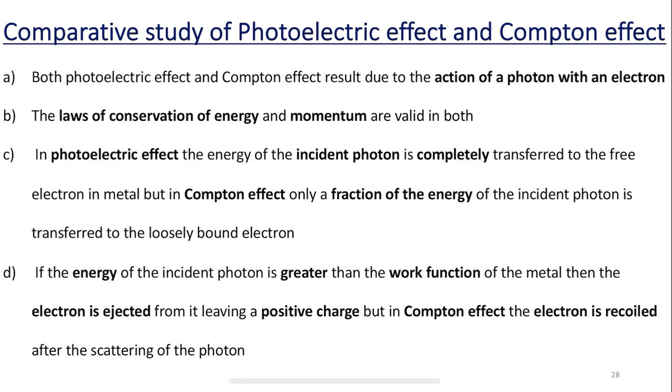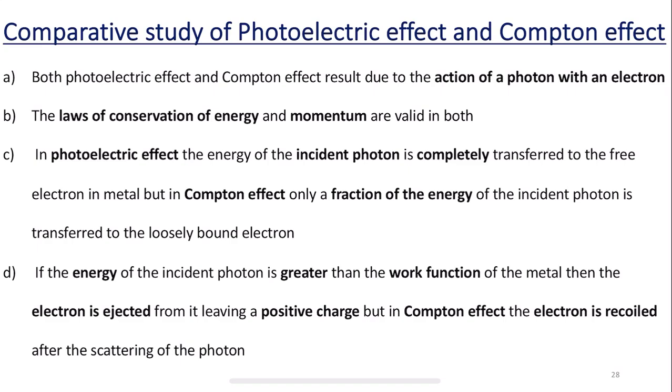So in case of photoelectric effect, the energy of the incident photon should be greater than the work function. That is nothing but the concept known as threshold frequency or threshold energy. Only then is the electron ejected, leaving a positive charge. But in case of Compton effect, the electron is recoiled after the scattering of the photon. So these are the 4 main comparative studies which we can make between photoelectric effect and Compton effect.